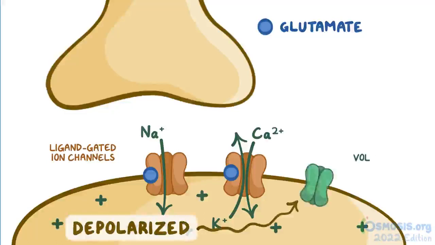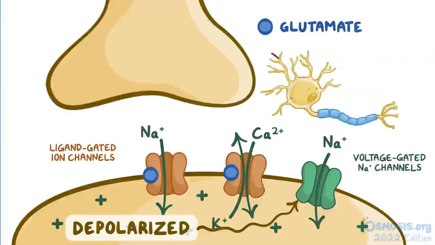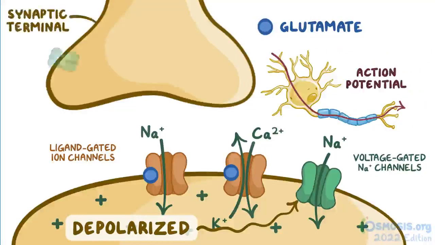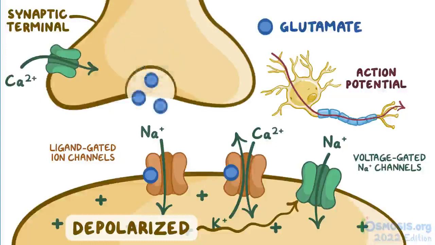This causes nearby voltage-gated sodium channels to open up on the surface of the membrane, causing more sodium to enter. This, in turn, triggers other nearby voltage-gated sodium channels to open. So this series of depolarization travels down the neuron like a wave, and it's called an action potential. When it reaches the end of the neuron, called the synaptic terminal, it triggers the opening of voltage-gated calcium channels, causing an influx of calcium ions which stimulates the release of neurotransmitters that are stored in synaptic vesicles.